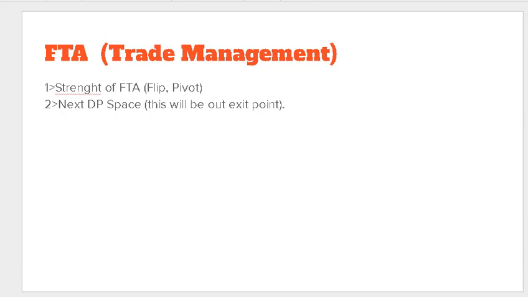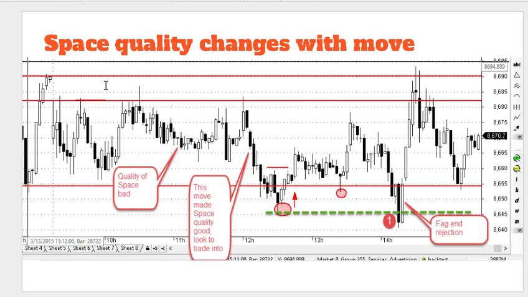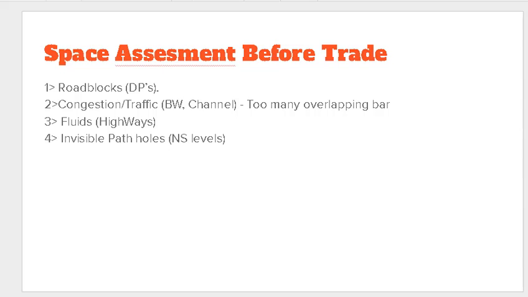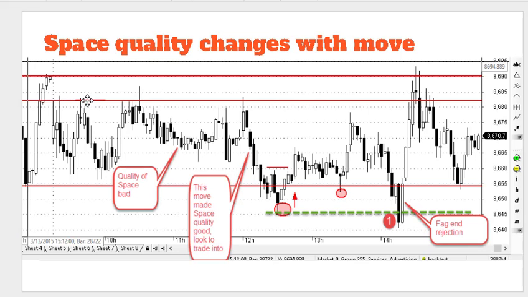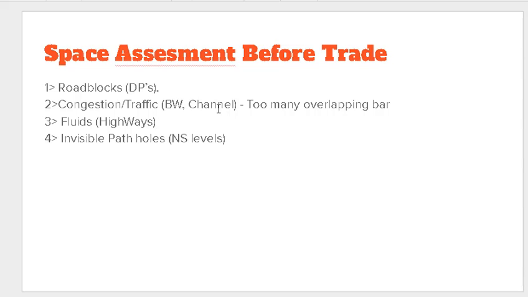Okay, so let's look at something here. I was telling you the first thing was the roadblocks, the DPs. Usually if you take a trade at one DP, your target will be the other DP. There is no rocket science, it's very simple. The other thing that you have is the congestion or traffic.